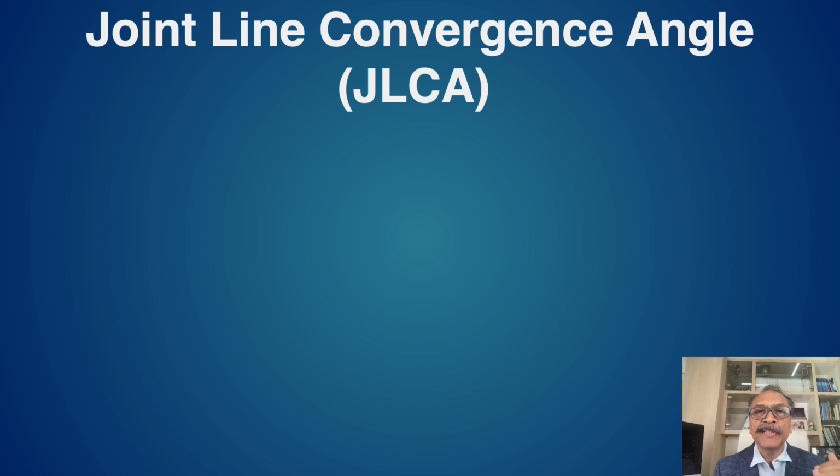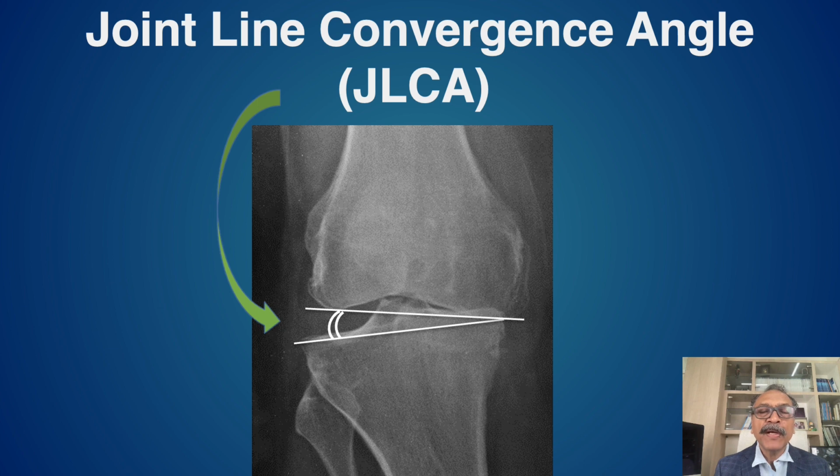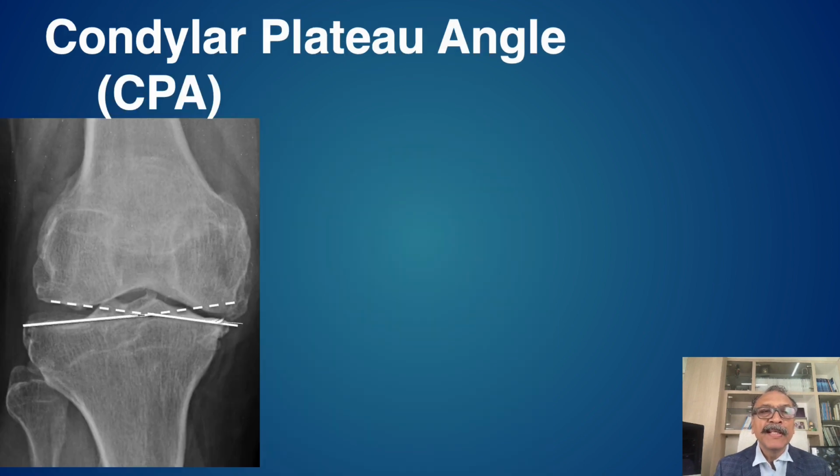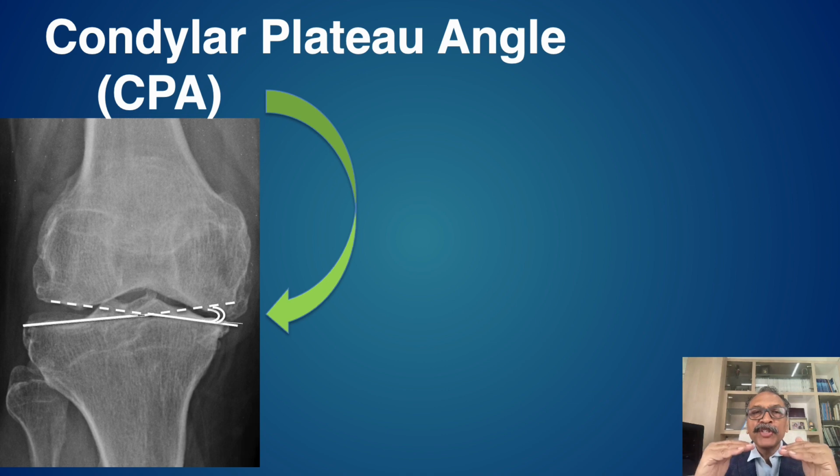an angle drawn tangentially to the femoral and tibial condyles, like so, and a large JLCA points to an intra-articular deformity. And the second one is the condylar plateau angle, which we are familiar with from the Blount's literature, in which there is a depression of the medial tibial condyle. So we draw a tangential line to the tibial medial and lateral condyles. They normally should be more or less collinear. If there is a large angle between the two of them, it suggests that there is an intra-articular deformity.